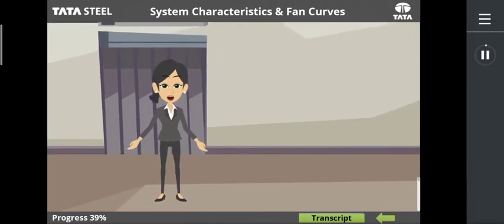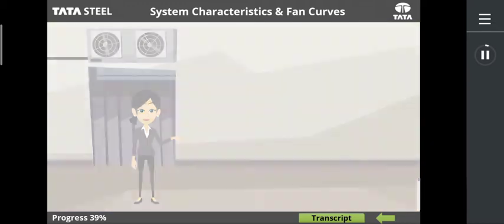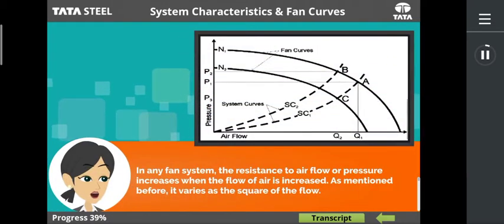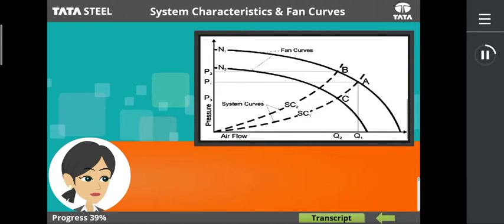Let us now understand system characteristics and fan curves through a graph. In any fan system, the resistance to airflow or pressure increases when the flow of air is increased. As mentioned before, it varies as the square of the flow. The pressure required by a system over a range of flows can be determined and a system performance curve can be developed. It is shown as SC in the image.